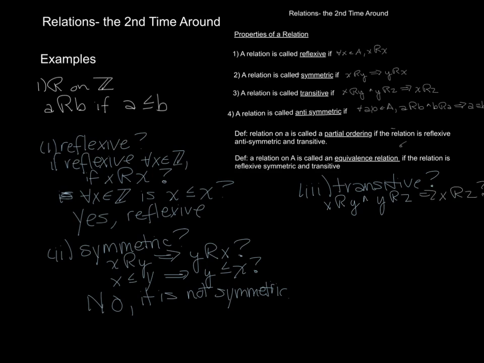y is related to z implies x is related to z, with a question mark because we're going to verify it for this relation, replacing the general R with our particular relation. x less than or equal to y and y is less than or equal to z. Does that imply x is less than or equal to z? Well, for integers, this is true. So yes, this is transitive.